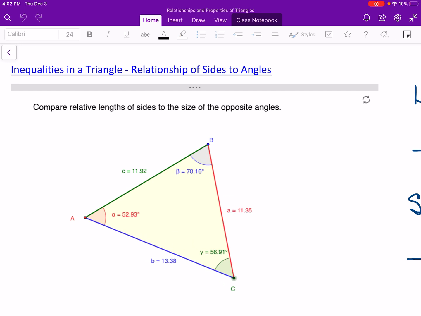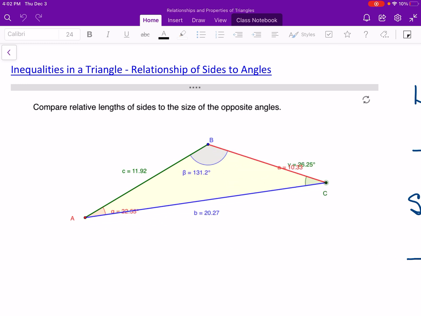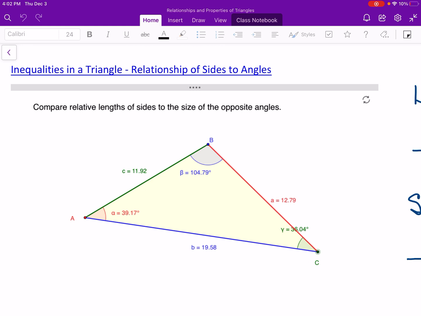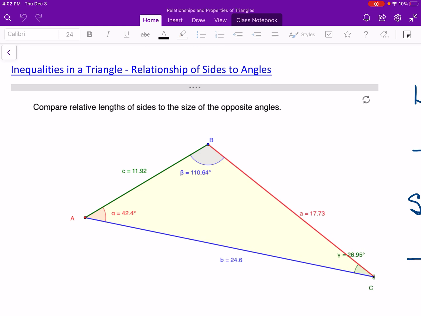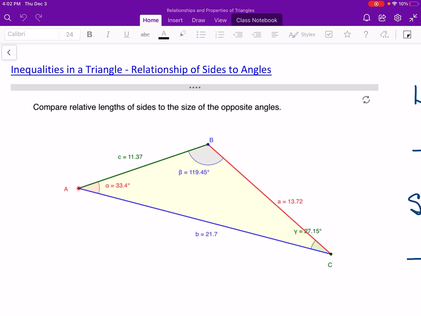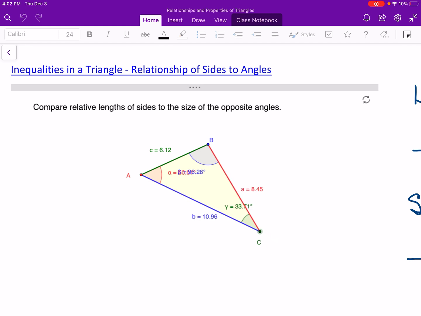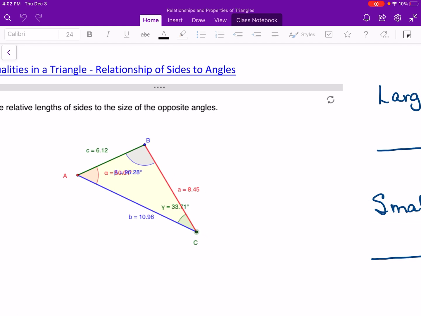What I'm going to have you do is move the vertices around, and while you're doing that, look at the lengths of the sides and the angles that are across from them, and try making one angle really, really big and the side really long, and then make it smaller. See if you can come up with a relationship between the lengths of the sides and the size of the angle.